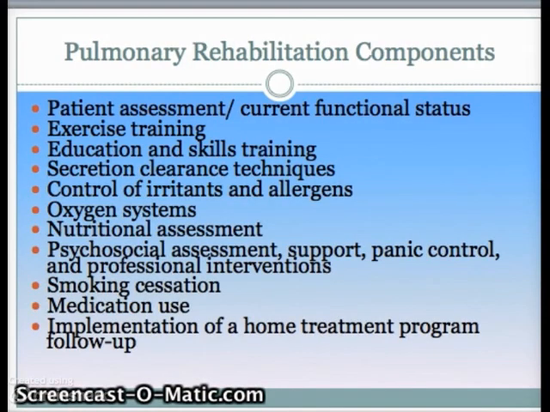These are some of the pulmonary rehab components for patients. So home, the goal would be to get patients home if possible. So they'll do exercise and training and see if they can control the environment to limit any kind of complications that might occur with the patient.